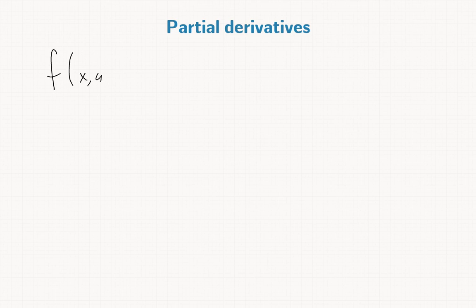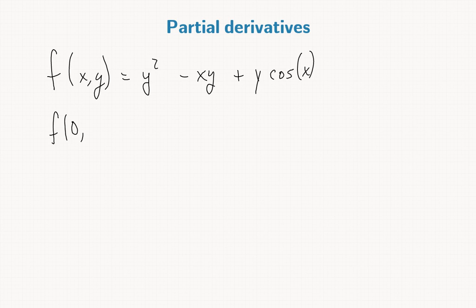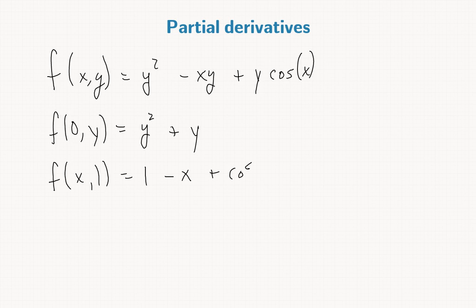We have a function of two variables, say for example, f of x,y is y squared minus xy plus y cosine x. Then by fixing one of the variables, we get a function of one variable. So for example, f of 0 comma y is a function of one variable, y squared plus y, or f of x comma 1 is 1 minus x plus cosine x.